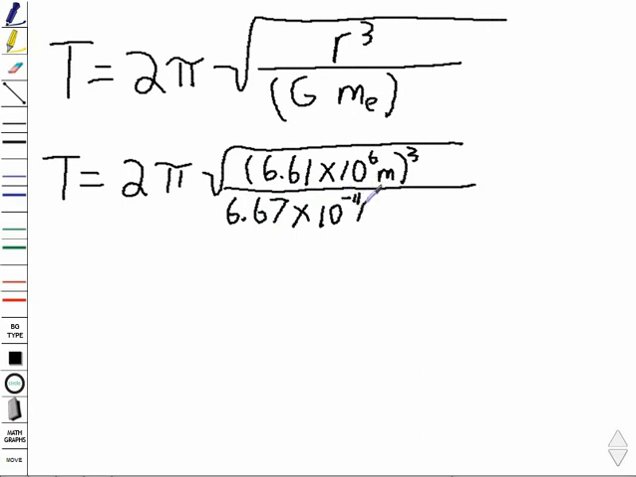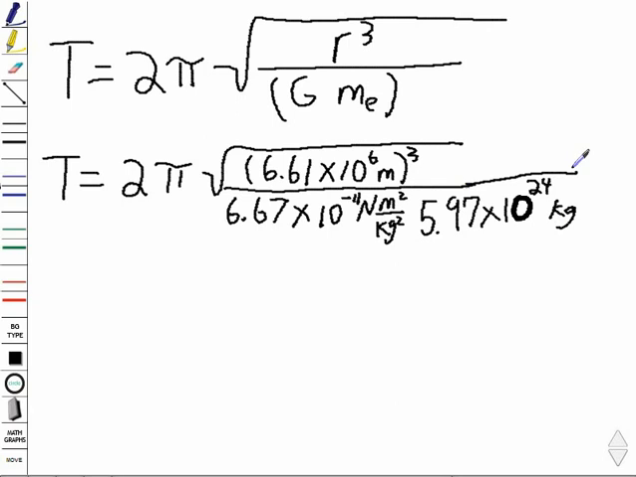and that's going to be newtons times meters squared divided by a kilogram squared. And I'm going to multiply that by the mass of the Earth, 5.97 times 10 to the 24th kilograms.